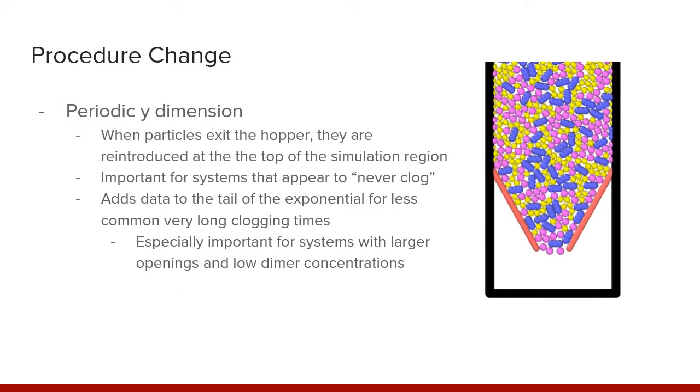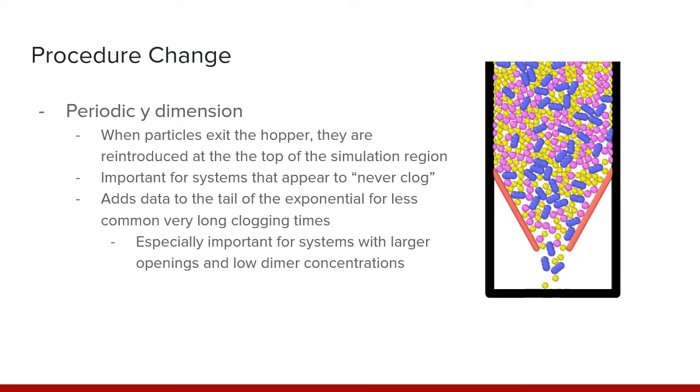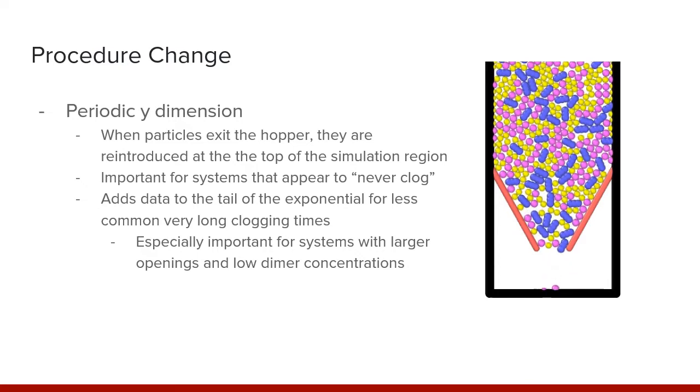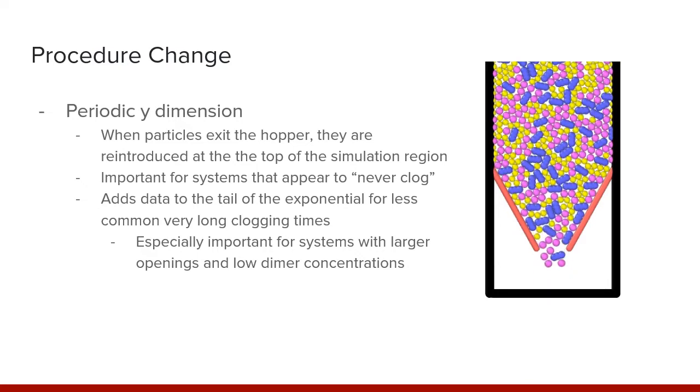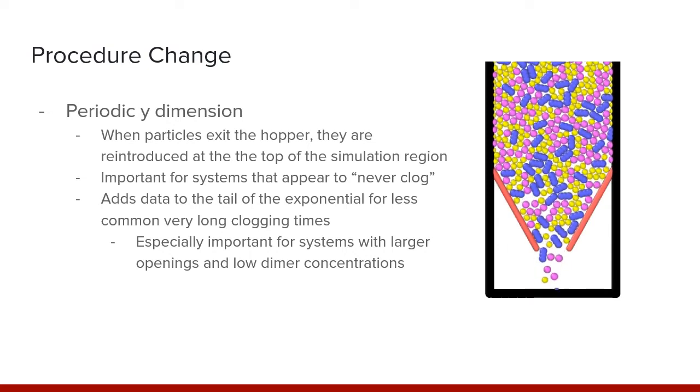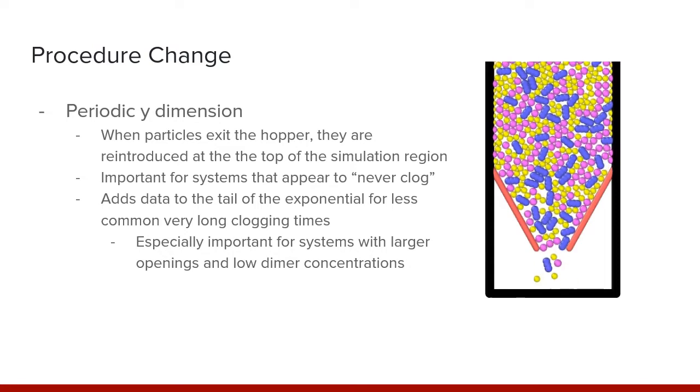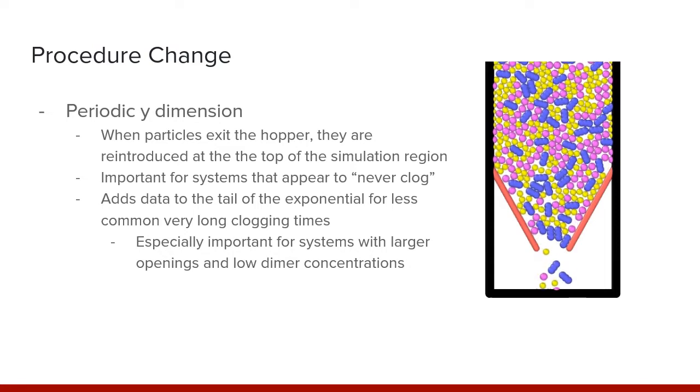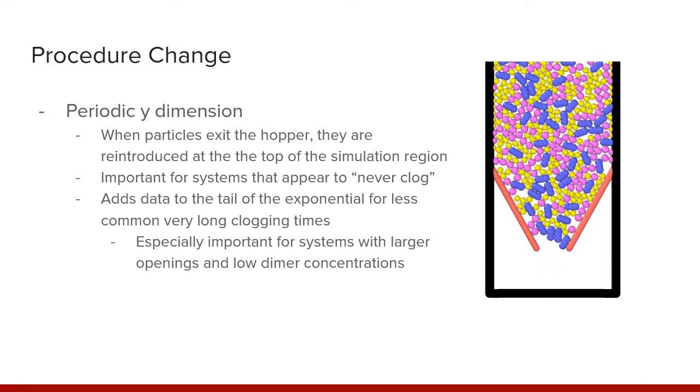In order to improve the efficiency of the simulation, we have made a couple of procedure changes. Firstly, we have made the y dimension periodic. So when you see these particles leave the hopper and the simulation region, they are reintroduced back at the top. Theoretically, this could allow a run to go on as long as needed until it clogs. This is especially important for systems with larger openings and low dimer concentrations, as the longer clogging times will help fill out the data of the tail.